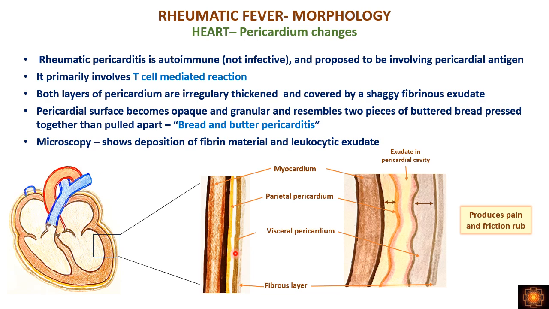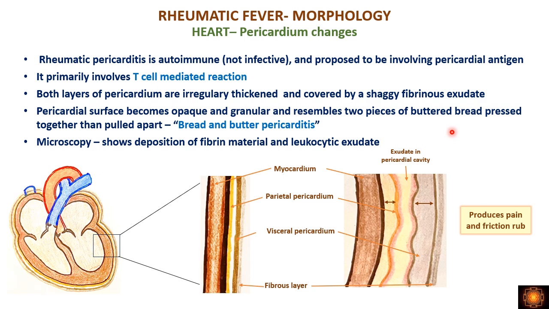Now, when there is infection in the rheumatic fever, what happens is the thickness of the pericardium increases. Parietal pericardium is increased, and also the visceral pericardium. Both the thickness is increased, and there is a fibrinous exudate in between the two pericardial layers. So this fibrinous exudate will be somewhat granular. So when we see the pericardium, both layers of pericardium are thickened, covered by shaggy fibrinous exudate. Now this appearance is like when we take two bread slices, apply butter in between, then press the two bread slices and pull them apart.